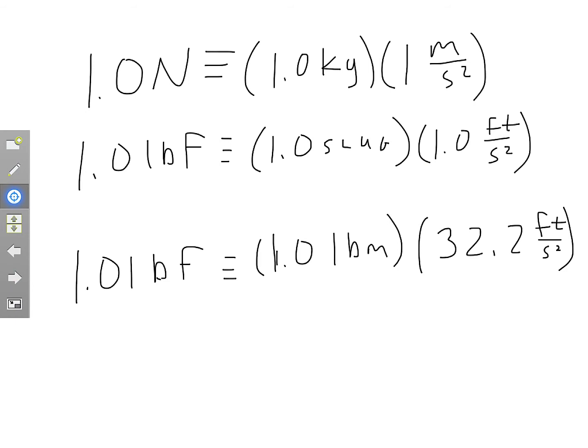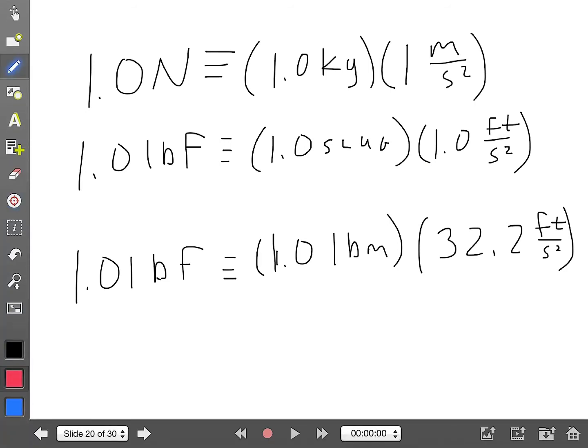So I will guarantee that somewhere along the course here, throughout this course, somebody will have their answer be off by a factor of 32.2. I've seen it when I've taught this course before, and that's just going to be the case. So be careful. Remember that a slug is different than a pound mass, and that you may need to do a conversion here and realize that these are defined differently.